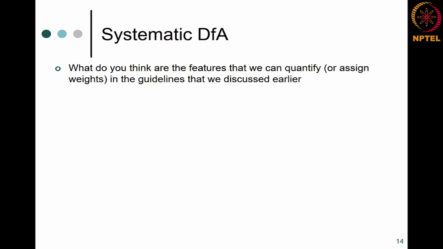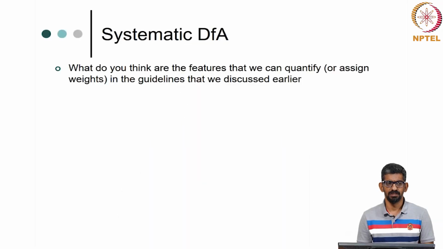What do you think out of the few guidelines that we discussed are quantifiable from an assembly perspective? Number of parts we did not discuss as an assembly criterion yet, but yes, the answer is yes, but we have not discussed that as a guideline, because you can never give a guideline for number of parts. You can give a guideline for the relative number of parts, but not for the number of parts per se.